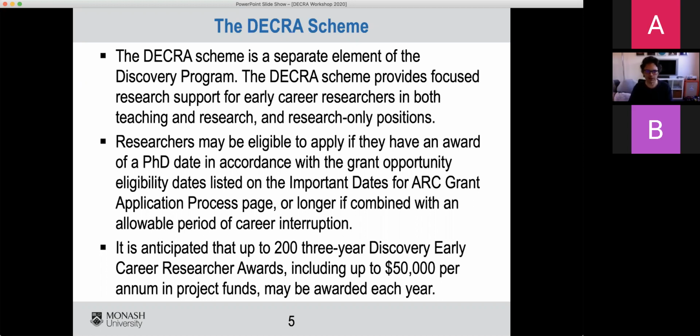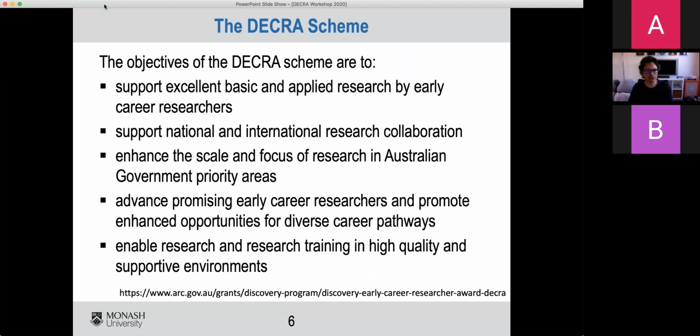And they typically go for about 200 3-year DECRAs every year, and these include up to 50 grand in project funds. So it's designed to provide most of a salary. The university will typically top up what the ARC doesn't pay for, and some research costs. So the DECRA scheme is designed to support excellent basic and applied research. So it covers that full spectrum. It supports national and international research collaboration.